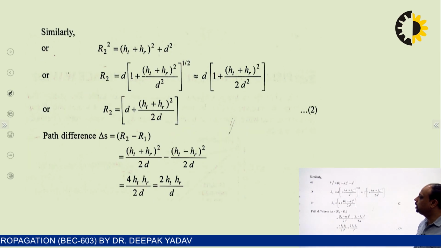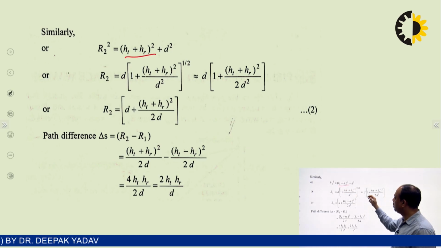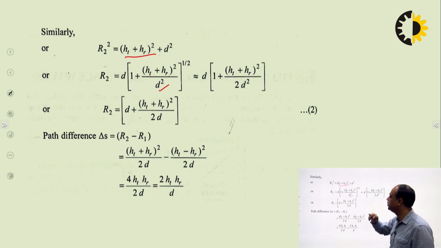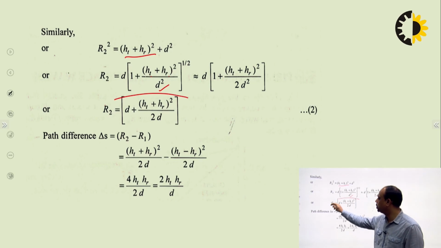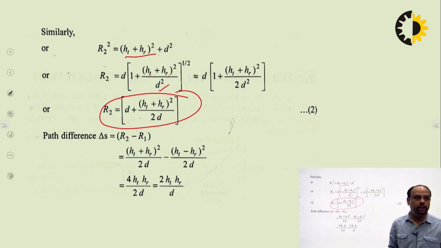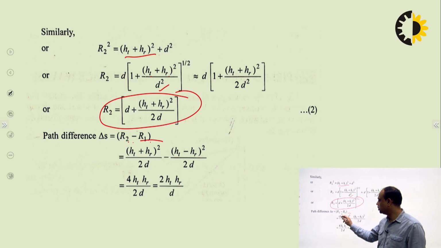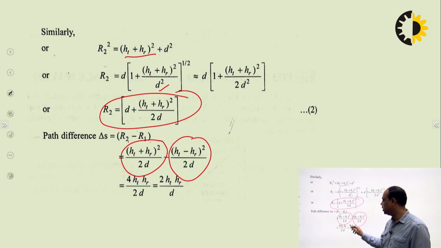Similarly, we can calculate range R2. Here in this case we have (HT plus HR) whole square. The same binomial theorem is applied because HT plus HR is still very small compared to the distance between the transmitting and receiving antennas. So we have 1 by 2 in multiplication, and R2 is equal to this. So the total path difference between ray 1 and ray 2, which is reflected from the ground, is R2 minus R1. So (HT plus HR) whole square by 2D minus (HT minus HR) whole square by 2D, that is 4 HT HR by 2D, which is equal to 2 HT HR by D.